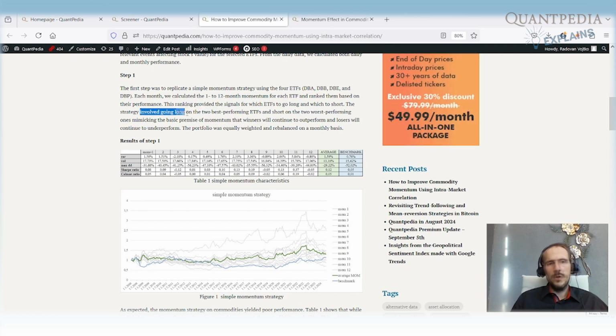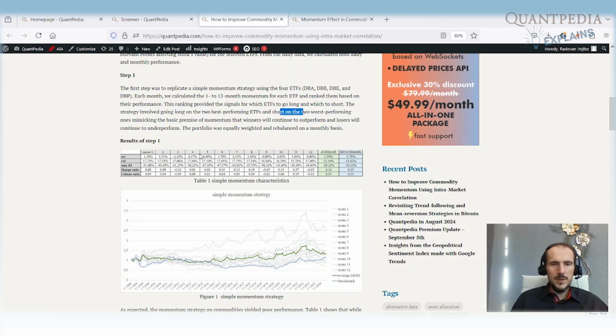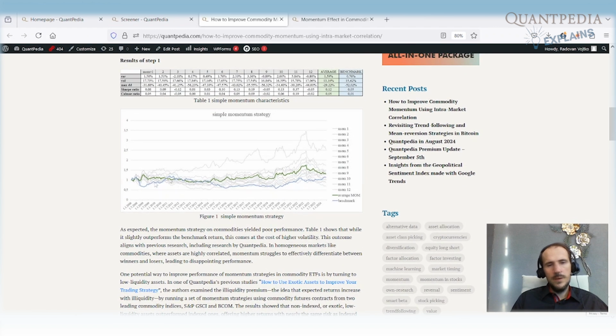The strategy involved going long the two best performing ETFs and shorting the two worst performing ETFs. So here is the table with the results and here is the chart. As we can see, the blue line is the benchmark. This is the average performance of the commodity market, or the average performance of those four ETFs.